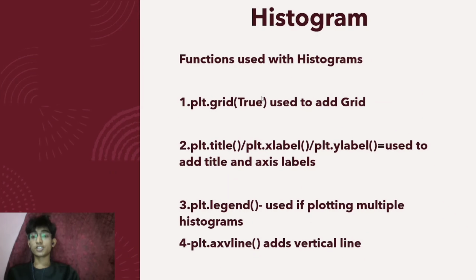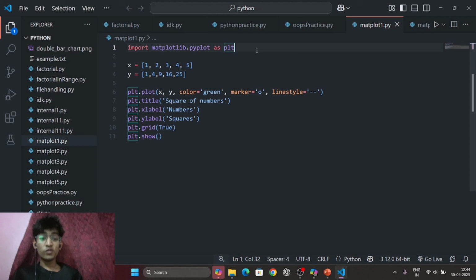Now let's see the functions used with histograms. The first one is plt.grid(True), which is similar to what I showed in the line and bar graphs. Then we have plt.title, xlabel, ylabel, which are also similar, used to add the title and axis labels. Then we have legend, used when plotting multiple histograms, and plt.axvline, which is used to add a vertical line. So let's see how we can code it in the code editor.